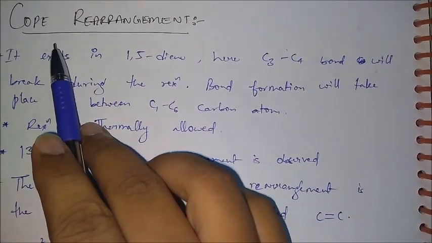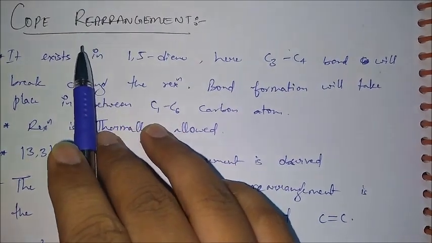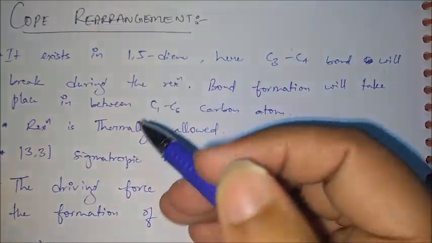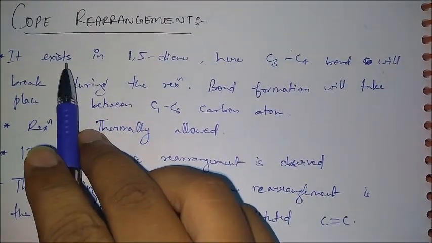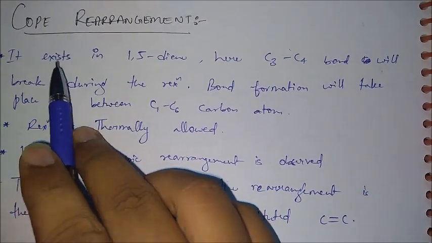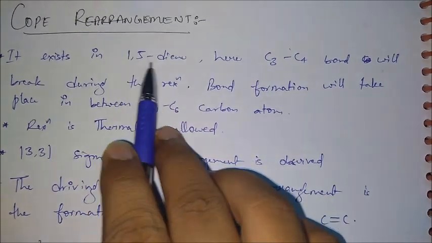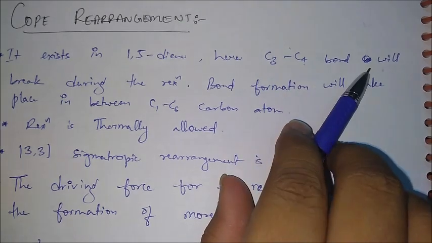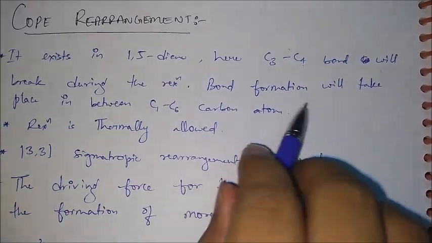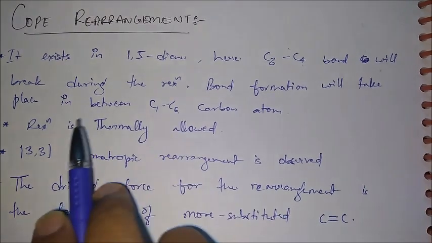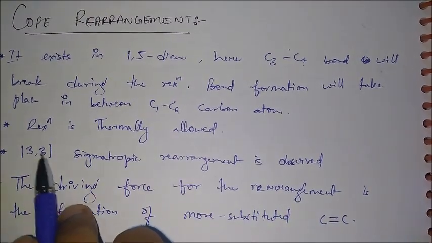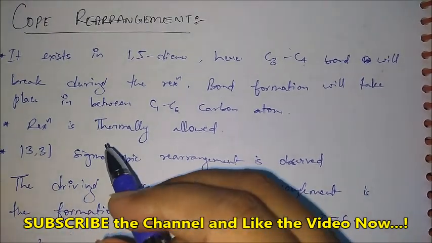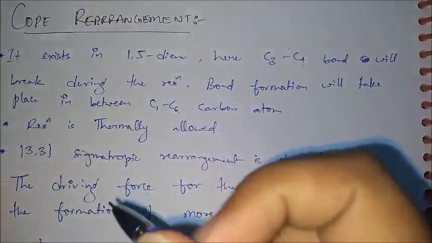All right, so let's talk about the Cope rearrangement. Now the Cope rearrangement is the basic form, or the minimal form, of a sigmatropic reaction. It's just a sigmatropic reaction, and it has been named after Cope because he first observed it. First of all, it exists in 1,5 dienes. Okay, so you need a 1,5 diene for this Cope rearrangement, and here the bond between carbon number 3 and carbon number 4 will break during the reaction, and bond formation will take place between carbon 1 and 6. Okay, and the reaction is thermally allowed, and these are generally 3-3 sigmatropic rearrangements, and the 3-3 sigmatropic rearrangement is generally called the Cope rearrangement.